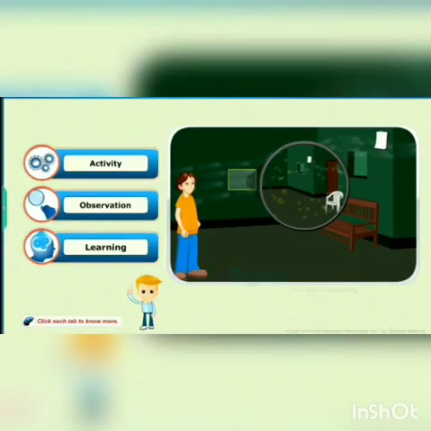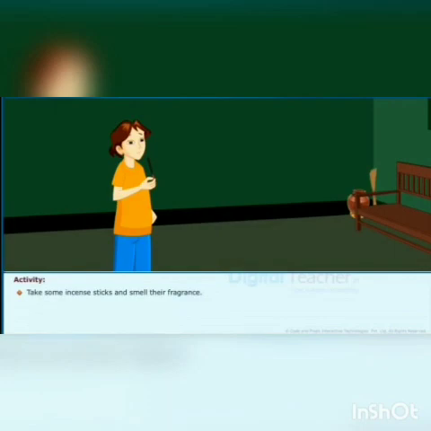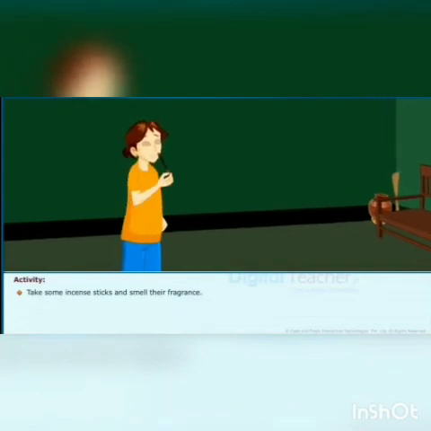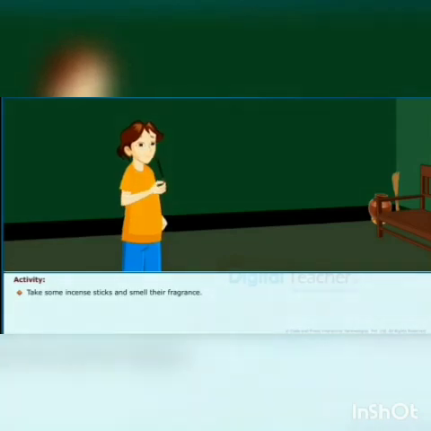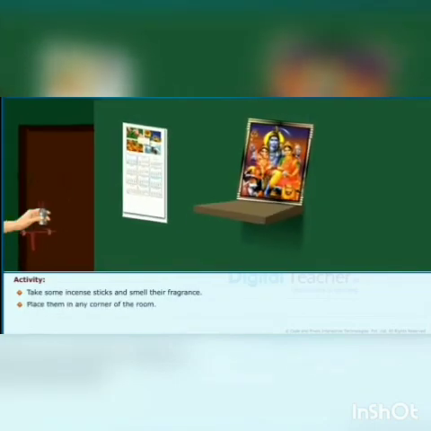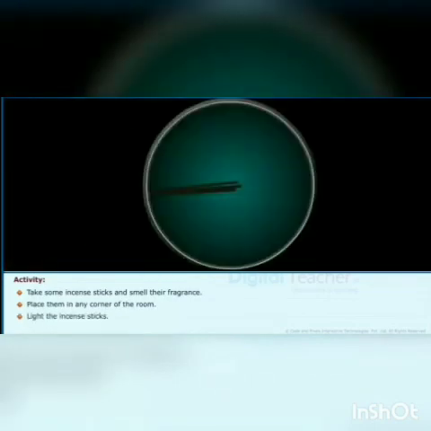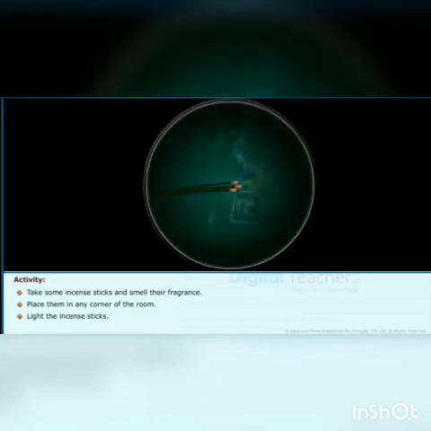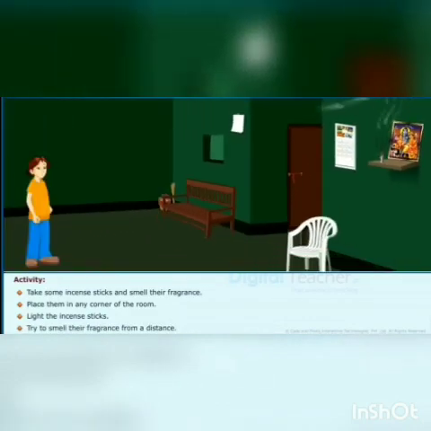Observing the diffusion of gases. Take some incense sticks and smell their fragrance. Place them in any corner of the room. Light the incense sticks. Try to smell their fragrance from a distance.